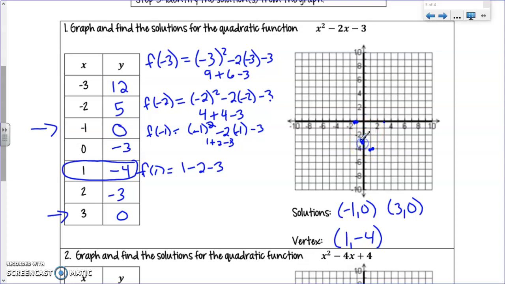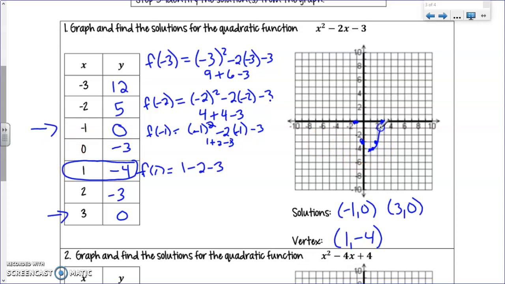How do I know what? Because anytime I know x is 0, I know my y-intercept. I mean, anytime you know x is 0, you know your y-intercept. It's just the same if you know y is 0, you know your x-intercept. From the chart, when x is 0, y is -3.